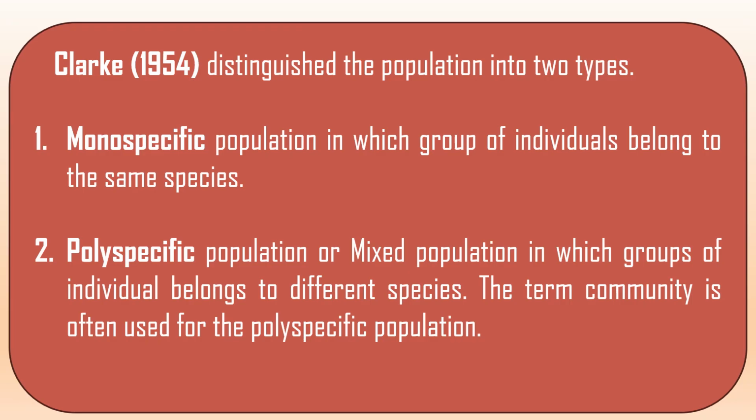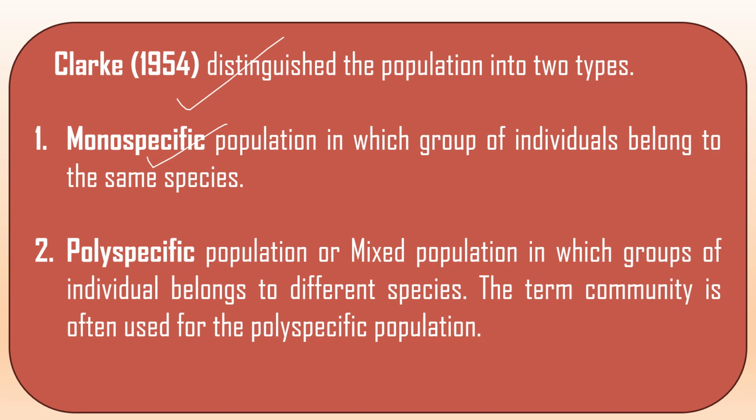In 1954, Clark classified populations into two primary types based on species composition: monospecific population and polyspecific population. So, a monospecific population consists of a group of individuals that belong to the same species. This type of population is characterized by uniformity in genetic makeup, behaviors, and ecological requirements.